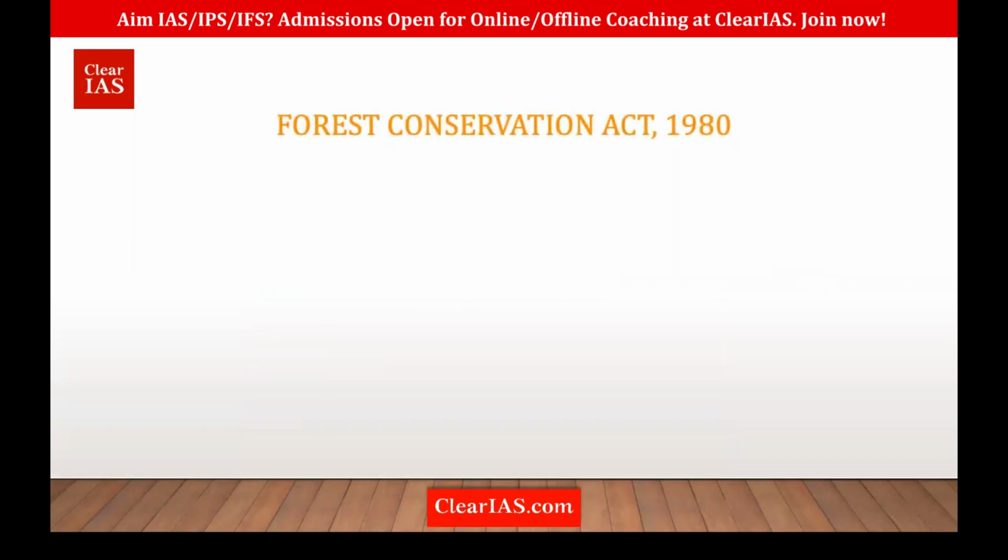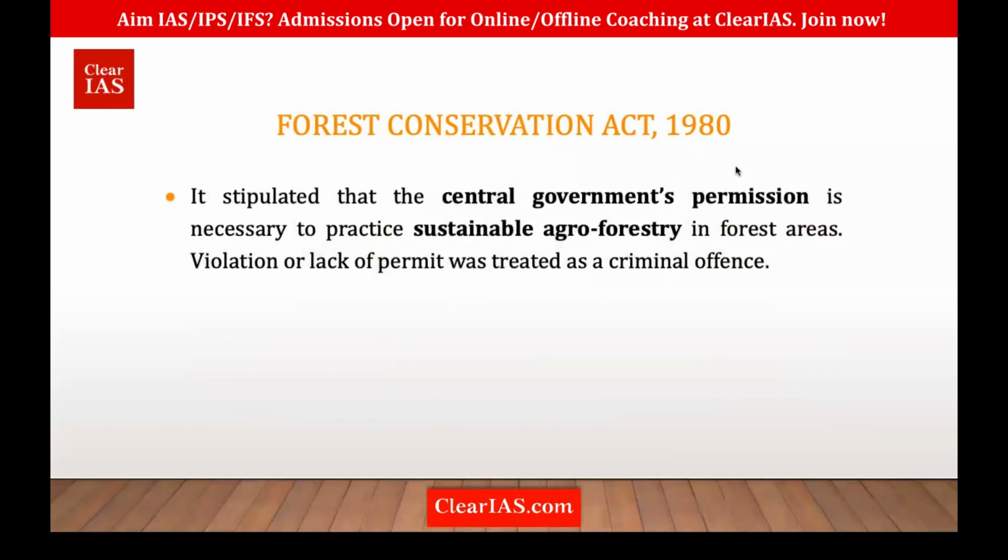So we'll see what the other initiatives are with regard to forest conservation. Whenever we speak about forest conservation, the first act that comes to us is the Forest Conservation Act, which was enacted in 1980. It gives authority to who? The central government, with regard to what? To practice sustainable agroforestry in forest areas. That is, anybody who wants to practice sustainable agroforestry needs the permission of the central government.